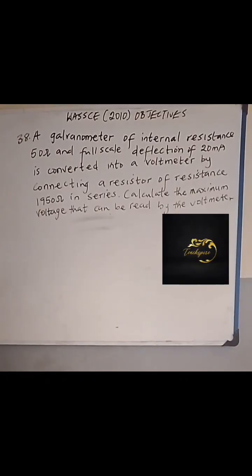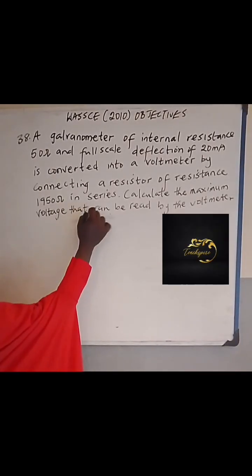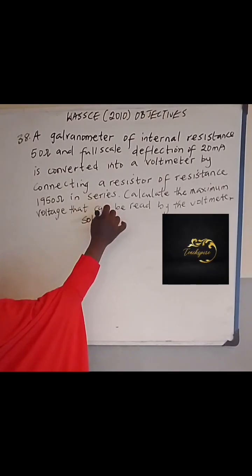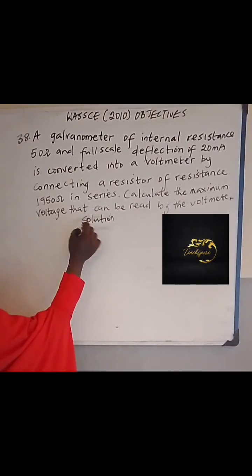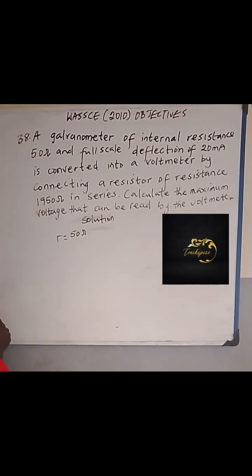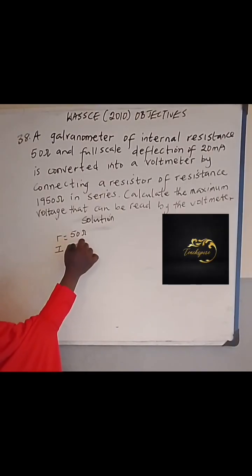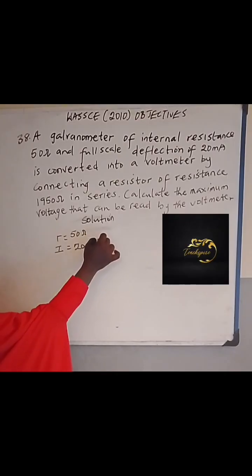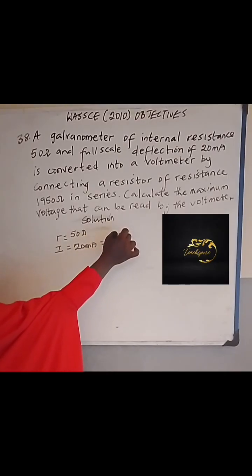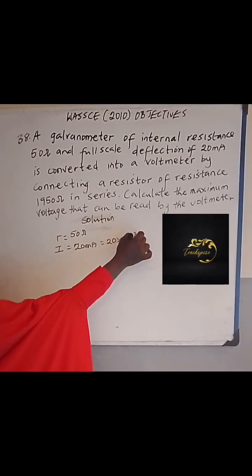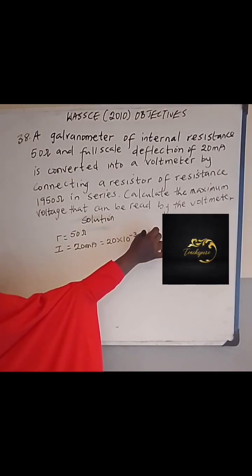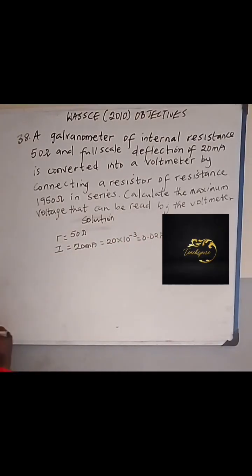This question is quite tricky. A galvanometer of internal resistance 50 ohms, so we're given the internal resistance as 50 ohms, and full scale deflection of 20 milliamperes, so we're given the current, which is 20 milliamperes, and it simply means 20 times 10 raised to the power minus 3, and that will give us 0.02 amperes.